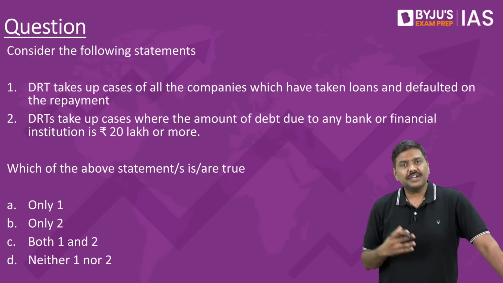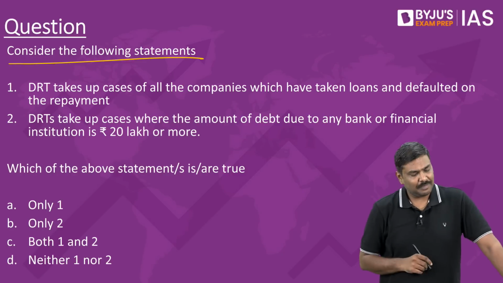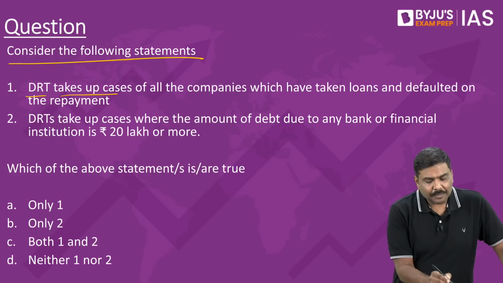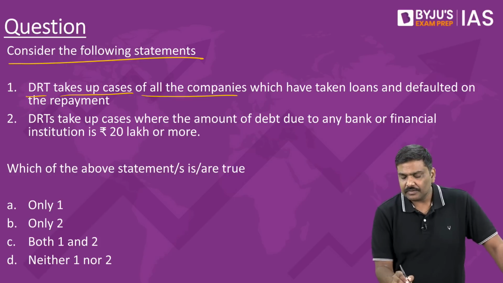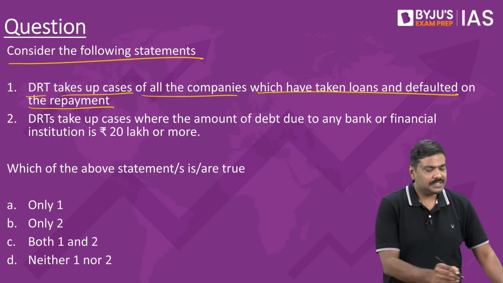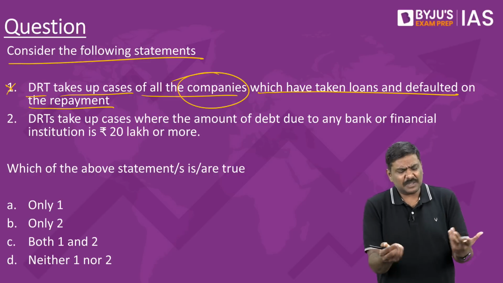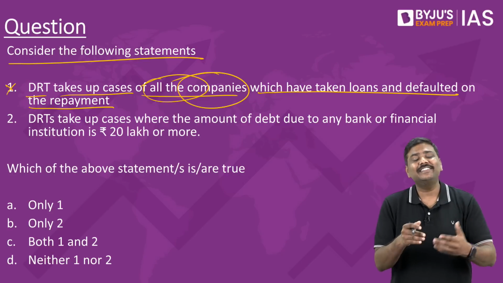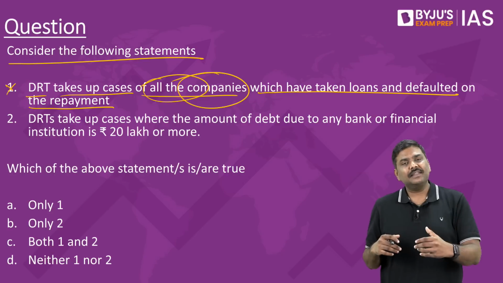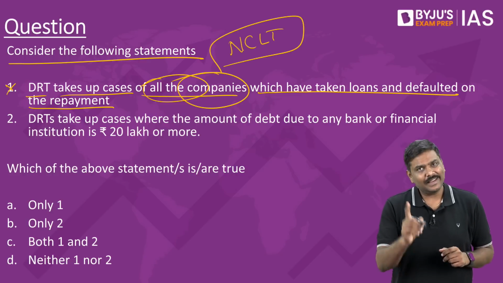Now, based on the discussion that we have had so far, one MCQ. Consider the following statements. DRT takes up cases of all the companies which have taken loans and defaulted on the repayment. Statement 1 is wrong, because whenever you talk about companies, and specifically all the companies, that's the underlying term here. Whenever you talk about companies, generally it is the NCLT where the creditors will file the case or file the application.